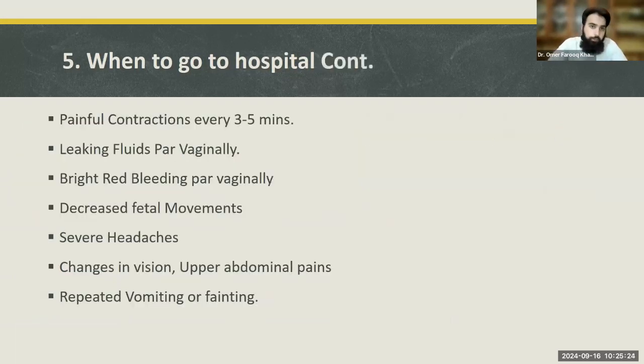There are some danger signs as well. A woman should know that she needs to go immediately to the hospital, to the maternity ward, when she experiences any of these danger signs. The danger signs are painful contractions every 3 to 5 minutes. The contractions have become so strong that they are coming every 3 to 5 minutes. That is the time when she should immediately go to the maternity ward because she may deliver anytime soon without any trained birth attendant at her side.